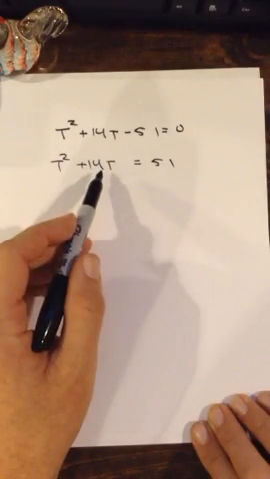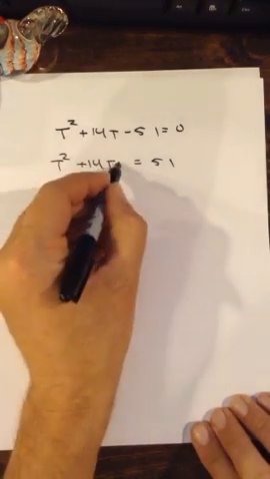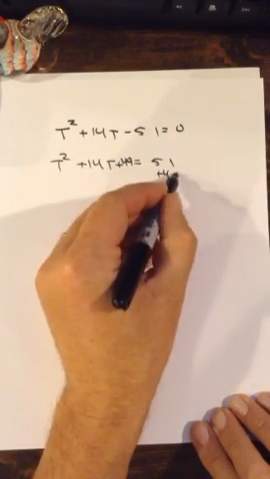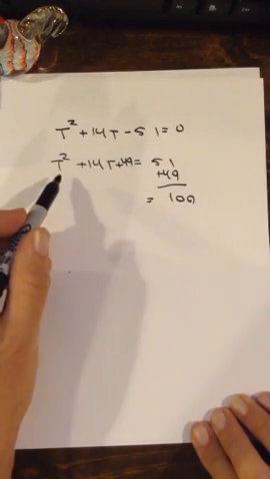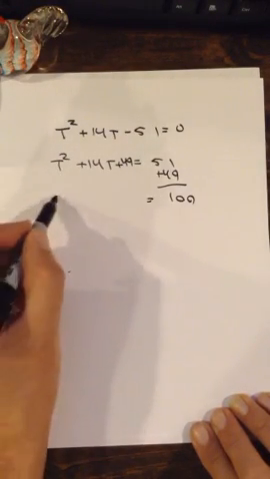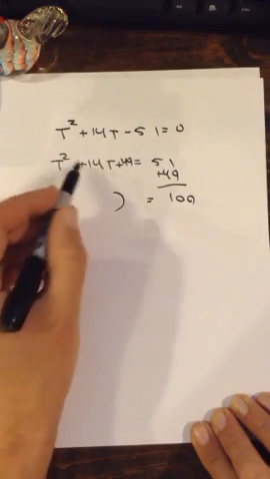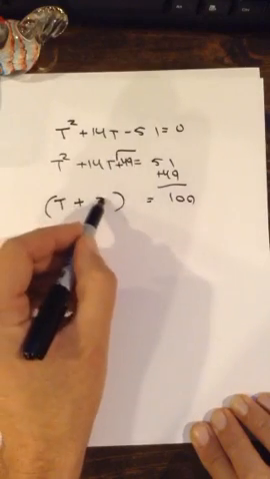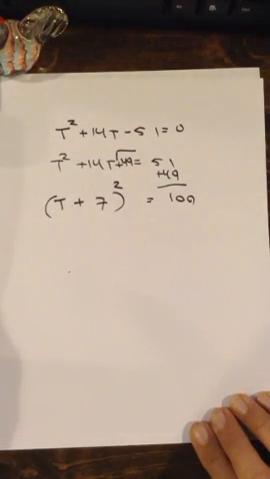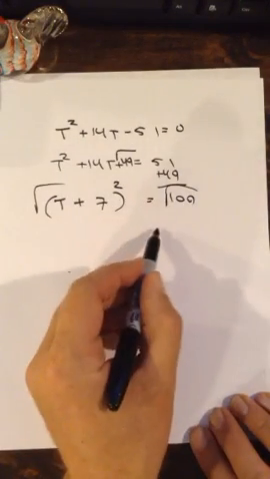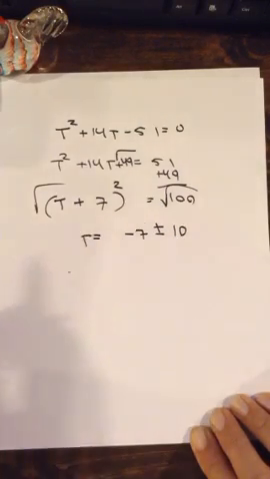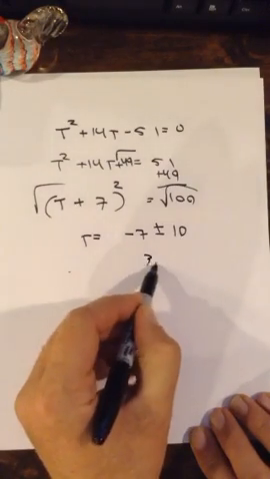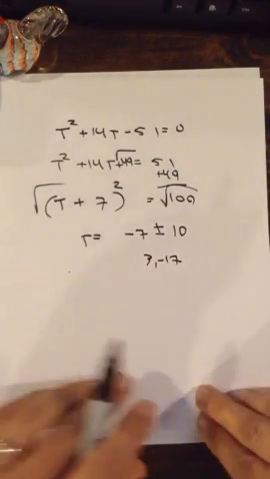Half of b, right? Isn't that 7? 7 squared is 49, isn't it? Add that to both sides. We're going to make this trinomial into a binomial squared. Do you see how quickly we get to the same thing? We're just looking at it a different way. When I square root both sides, don't I get plus or minus? We're done. Do a couple more like that.